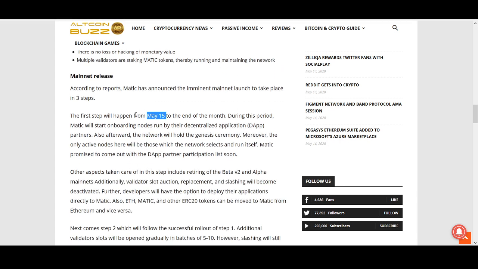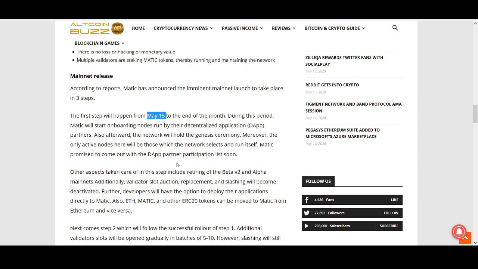So what is going to happen on the 15th? Like I said, it's not just a one date thing, so don't get hung up on that one date. During this period, Matic will start onboarding nodes run by their decentralized application, DApp, partners. Also afterwards, the network will hold the Genesis ceremony. Moreover, the only active nodes here will be those with network selects and run itself.